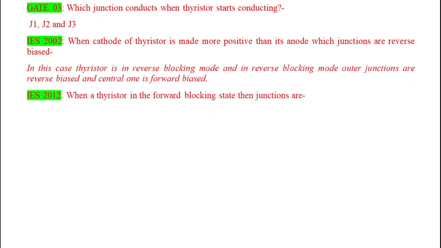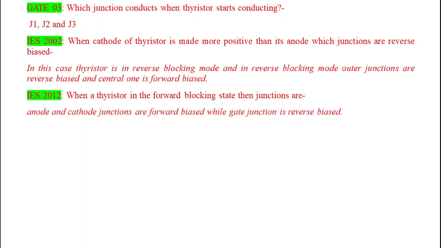Next is, when Thyristor is in forward blocking state, then the anode and cathode junctions, or we can say junctions J1 and J3, are forward biased, while junction J2 is reverse biased.